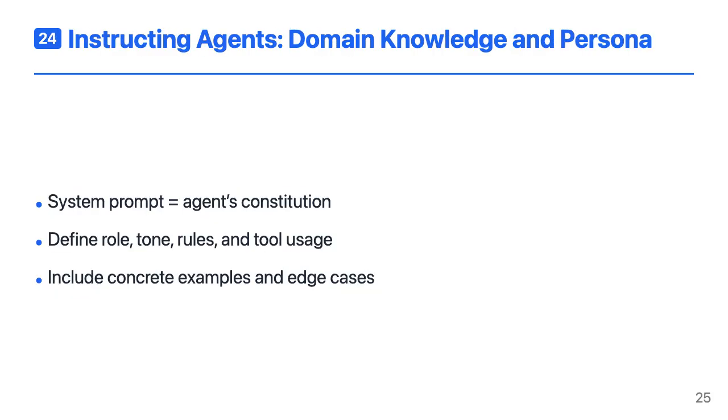Within your orchestration framework, the most powerful lever you have is the agent's core instructions, often called the system prompt. This is effectively the agent's constitution. Here you define its role, like a customer support agent for a specific company, its tone of voice, its constraints, and when it should use which tools. Including a few realistic examples and edge cases is extremely effective. Well-crafted instructions turn a generic model into a domain expert that behaves consistently with your brand and policies.